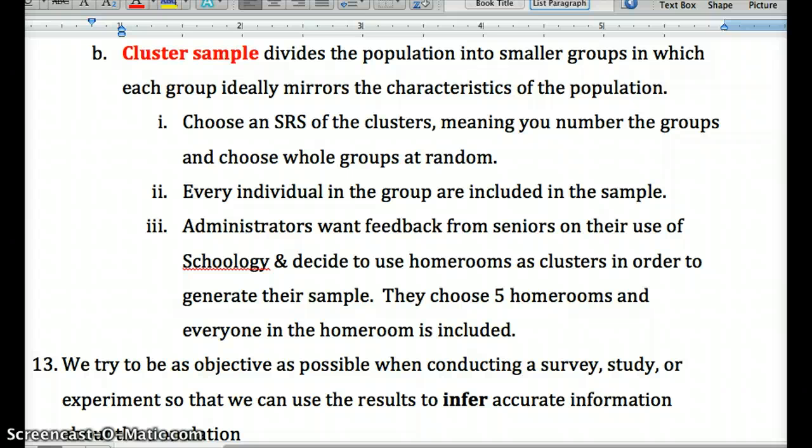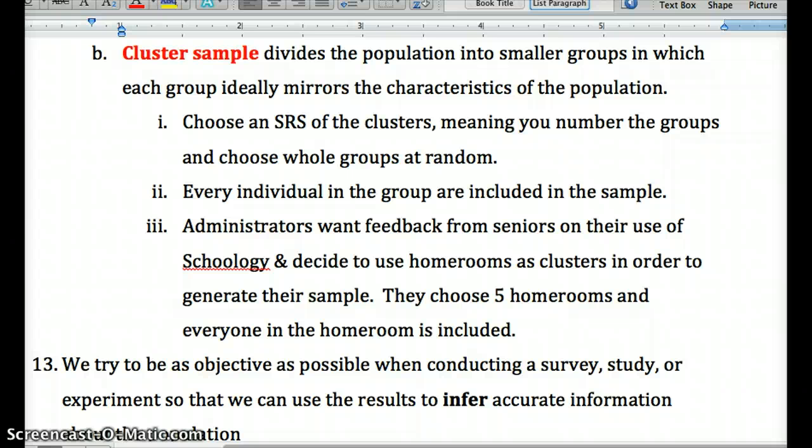So if 50% of my population is female and 50% is male, then each one of my subgroups would have 50% male, 50% female. There could be any number of characteristics, race, income, depending on what our question of interest is, that would be determined by that. So you would then choose an SRS of the clusters.